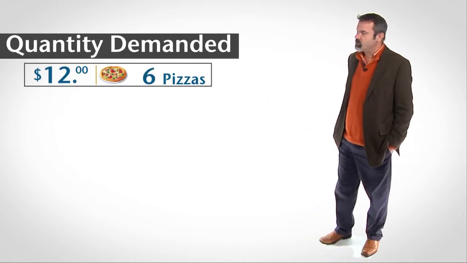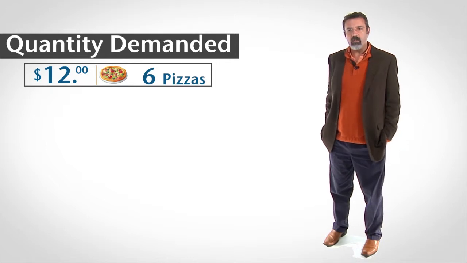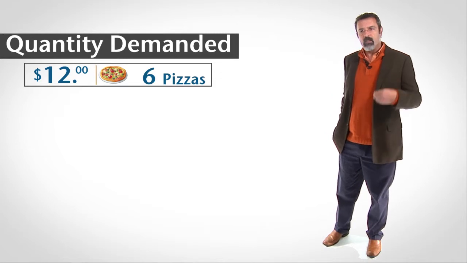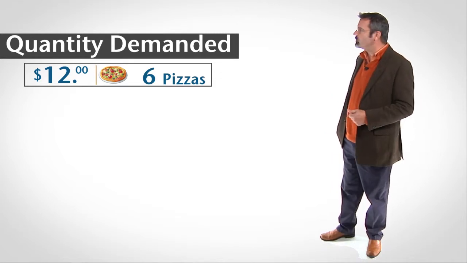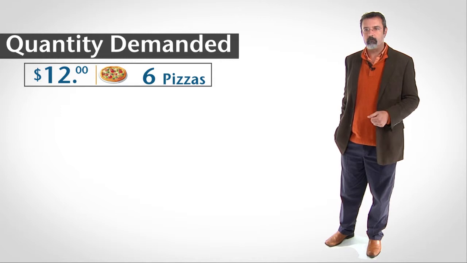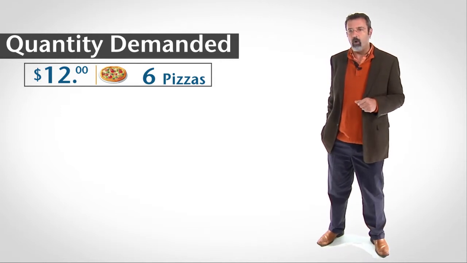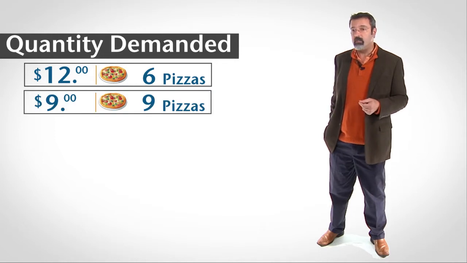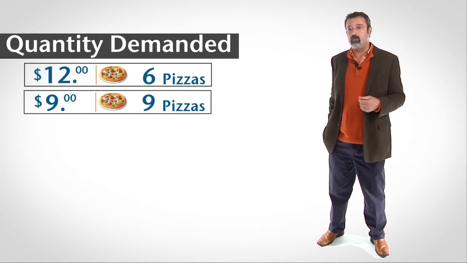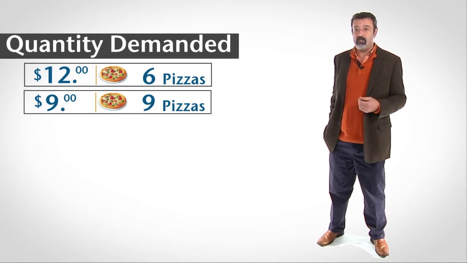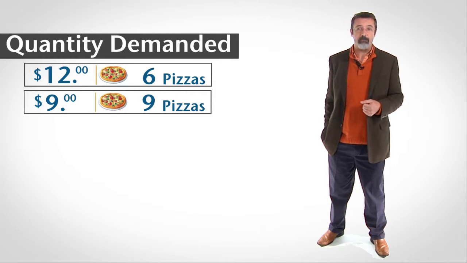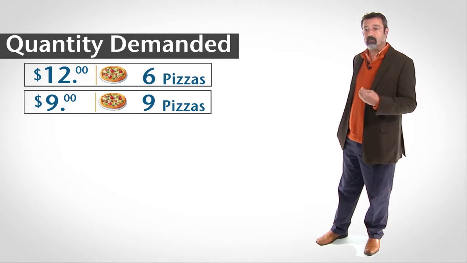Let's return to a consumer's demand for pizza. Suppose the price of pizza is $12. According to the consumer's demand, the consumer is willing to buy 6 pizzas per week. The 6 pizzas per week is the consumer's quantity demanded. Now suppose that the price of pizza falls from $12 to $9. According to the consumer's demand, the number of pizzas the consumer is willing to buy will rise from 6 pizzas per week to 9 pizzas per week. We say that the quantity demanded of pizzas rises from 6 to 9 per week when the price falls from $12 to $9.